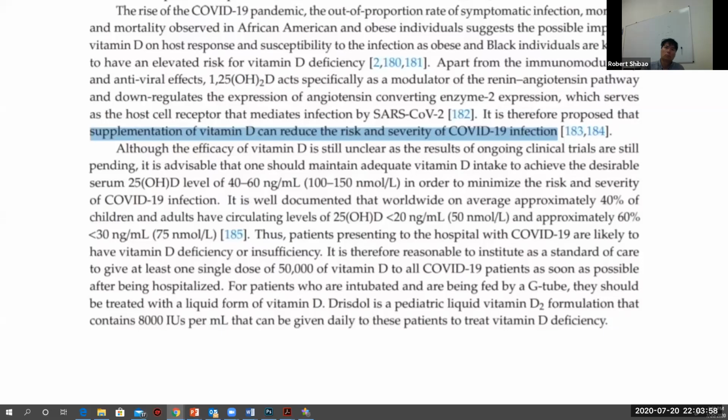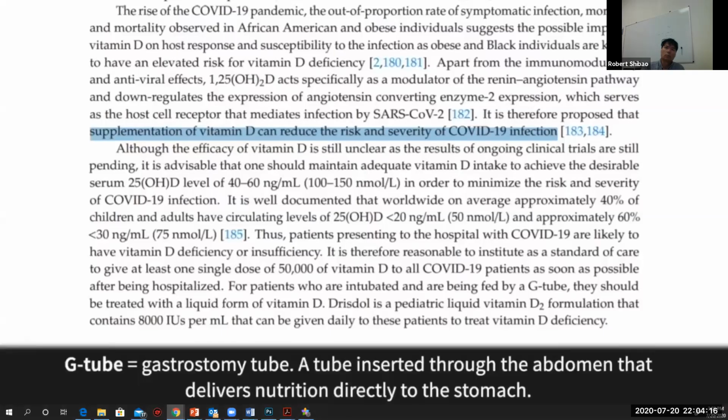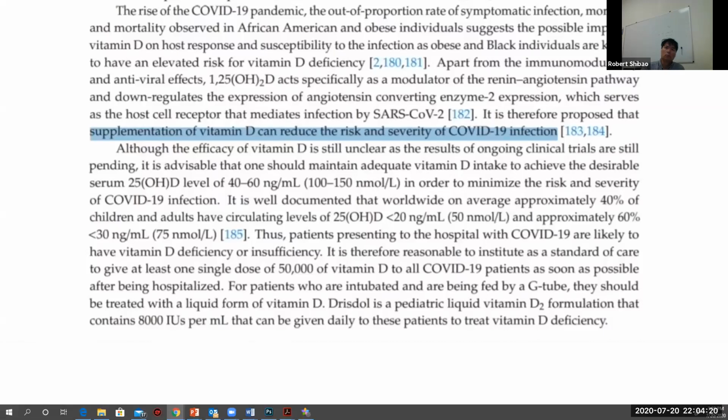It is therefore reasonable to institute as a standard of care to give at least one single dose of 50,000 units of vitamin D to all COVID-19 patients as soon as possible after being hospitalized. For patients who are intubated and are being fed by a G-tube, they should be treated with a liquid form of vitamin D. Drisdol is a pediatric liquid vitamin D2 formulation that contains 8,000 international units per ml. That can be given daily to these patients to treat vitamin D deficiency.